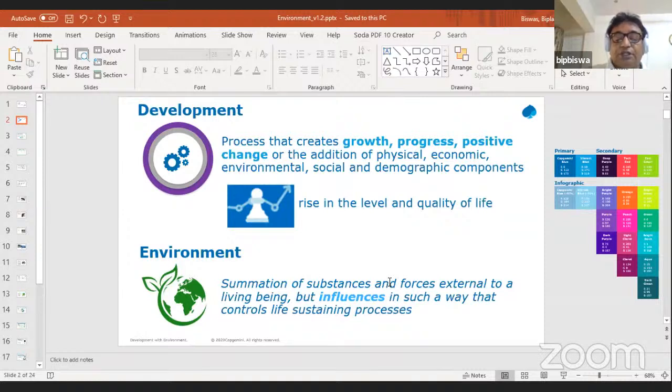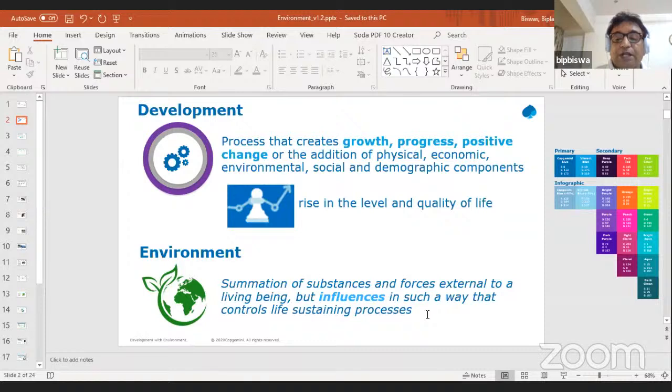That means if I consider vegetation, it gets the nutrients and minerals from the soil, right? And it gets the water and air, carbon dioxide which is required for photosynthesis, and oxygen which is required for other purposes. So all these substances and forces it is getting from external resources like soil, water, or air. But then these influence the living organism in such a way that they control its life sustaining processes. That means to live, one requires these substances and forces, including solar energy, air, water, mineral nutrients. So these are actually an essential part of a living being for its growth and development.